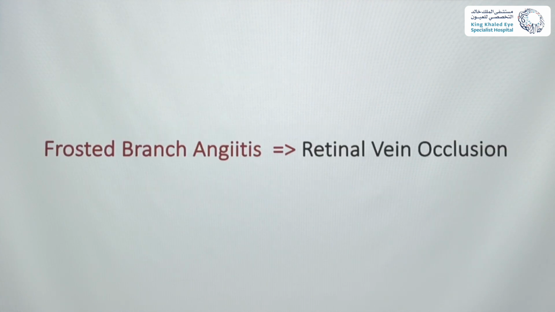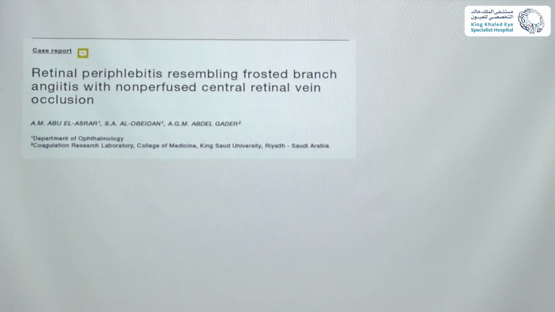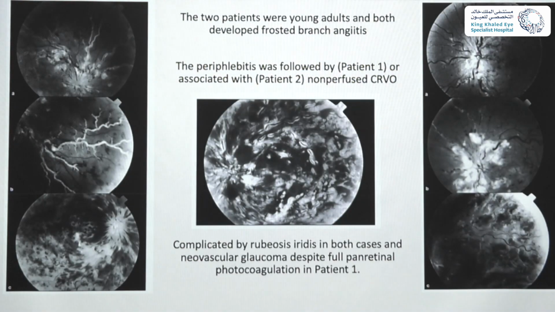So to answer this question, can frosted branch angiitis lead to retinal vein occlusion? Let's go through these two articles. The first article was published by Prof. Abu Asrar in 2003. In this report, they describe two cases of fulminant retinal periphlebitis resembling frosted branch angiitis associated with non-perfused central retinal vein occlusion. Despite systemic steroid and full PRP, NVG occurred and the visual acuity worsened in both cases.